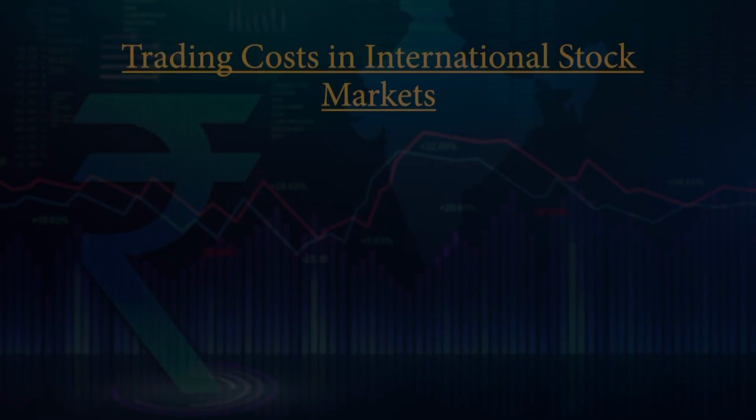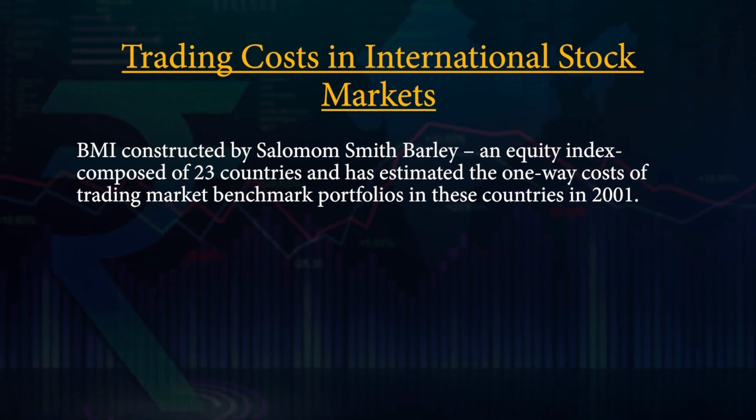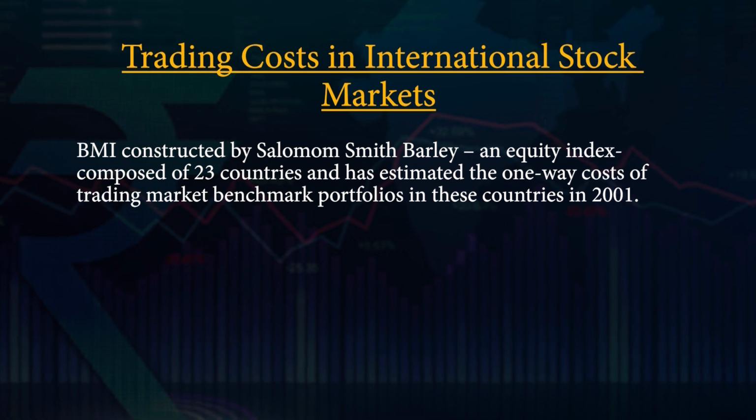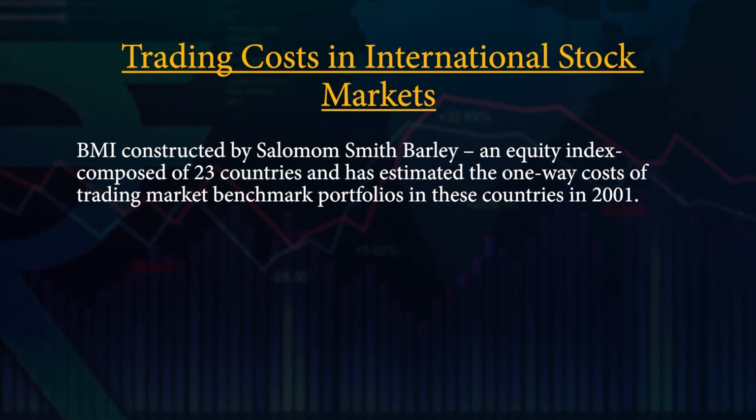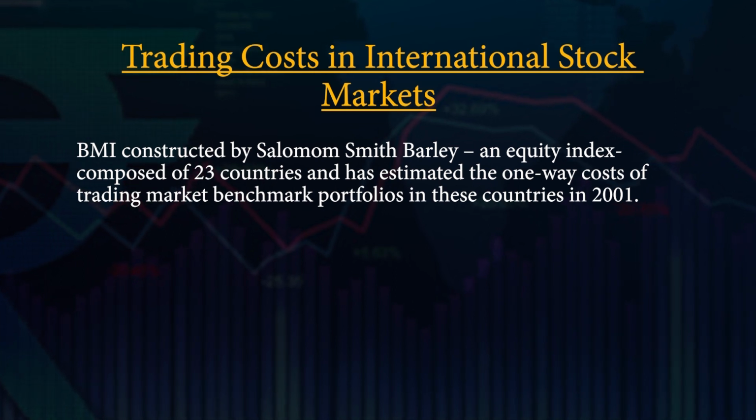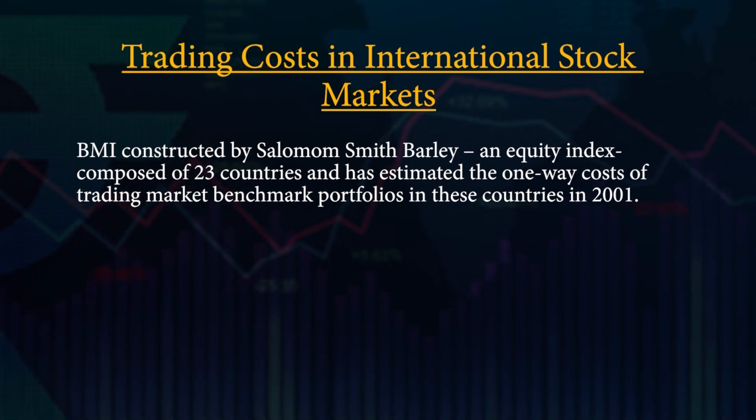So that means there is some sort of concept of trading cost or transaction cost in these international stock markets. And this cost varies considerably internationally, and it also affects the investment returns. The Broad Market Index, which was constructed by Salomon Smith Barney, an equity index composed basically of 23 countries, has estimated the one-way costs of trading market benchmark portfolios in those 23 countries in 2001. So there are various types of indices like this which are being constructed continuously to display this type of trading costs in the international stock markets.